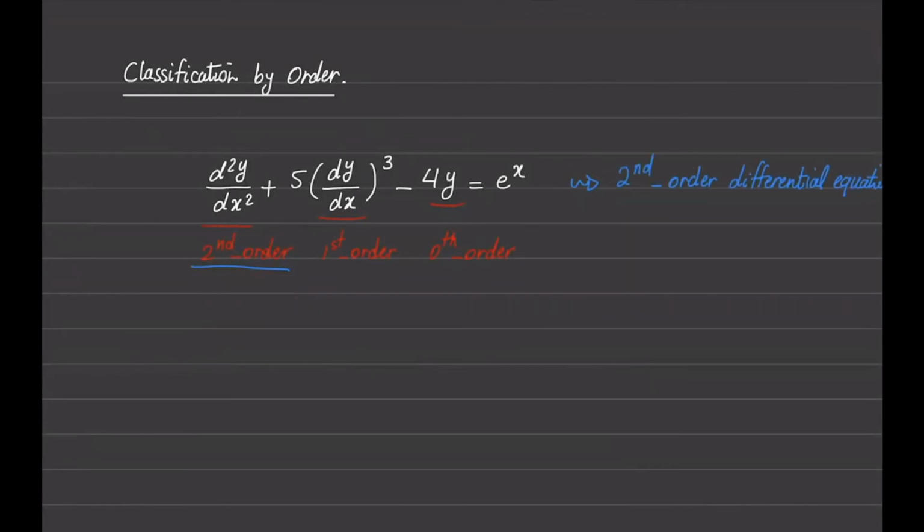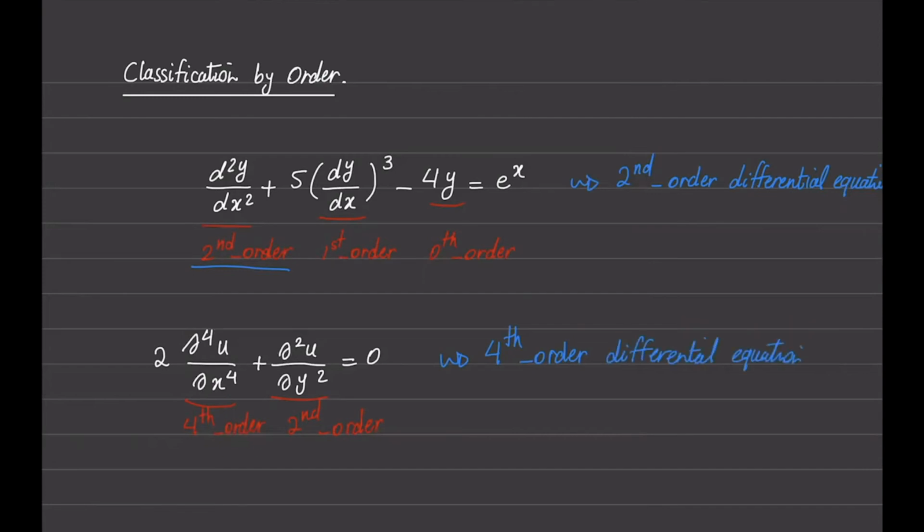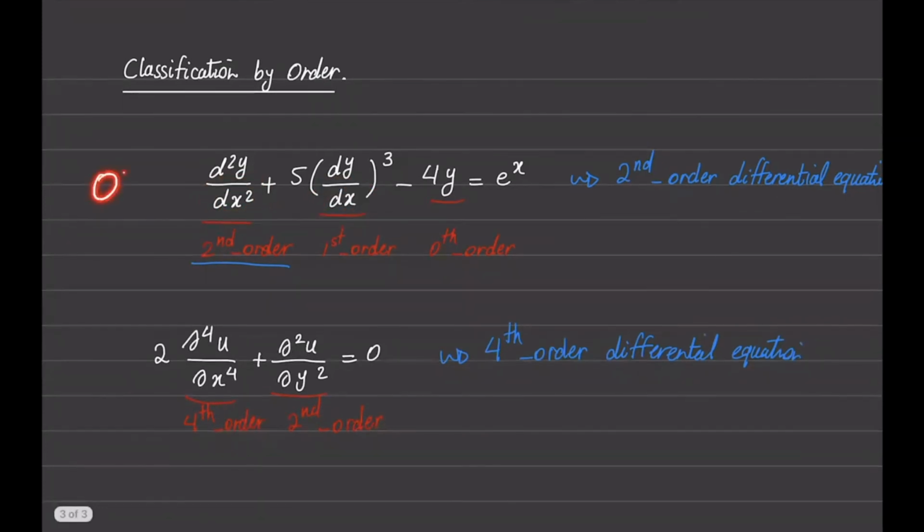And another example, for partial differential equations or PDEs, is where this term is the fourth order derivative and this one is the second order derivative. And in here, the highest order of the derivative is 4. This will be a fourth order differential equation. And note that here we had only one independent variable, so this will be an ODE. And here we have two different independent variables, so this will be a PDE.